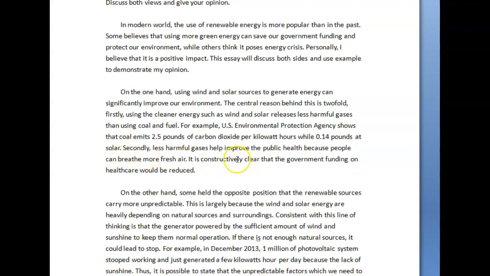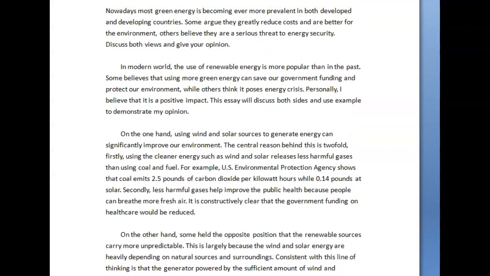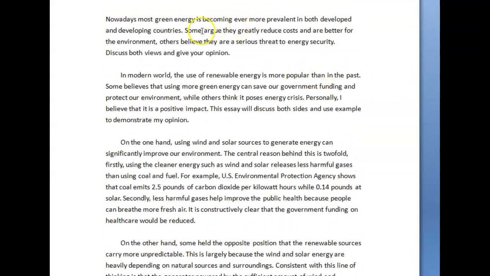It is constructively clear. That's a strange word here, constructively. How about just therefore, it is clear that the government funding on healthcare would be reduced. All right. What are you supposed to talk about here? Reduce cost, better for the environment. So you're saying that because we'll be healthier, it'll be better for reducing cost. That's not really what they meant.